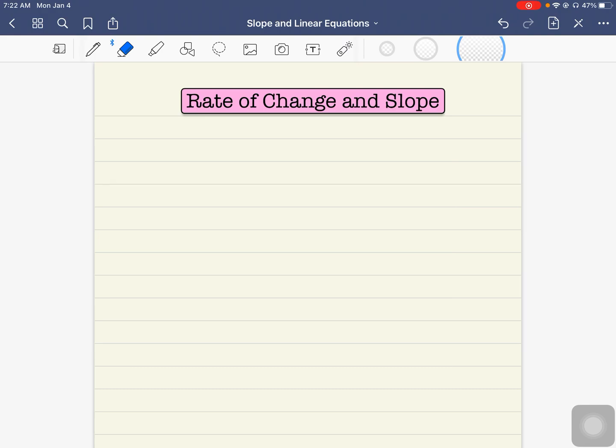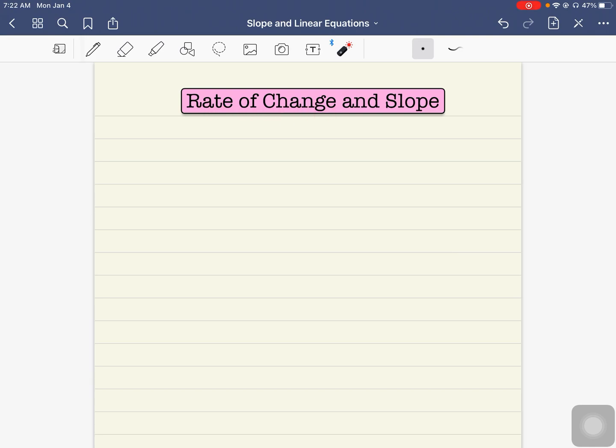It is time for us to start our new unit. And our new unit is going to be on linear equations and lines. But before we can start that, we need to talk about what rate of change is and what slope is, because the two are definitely related to one another. Some people might even say they're exactly the same thing. They pretty much are. So, what is rate of change?